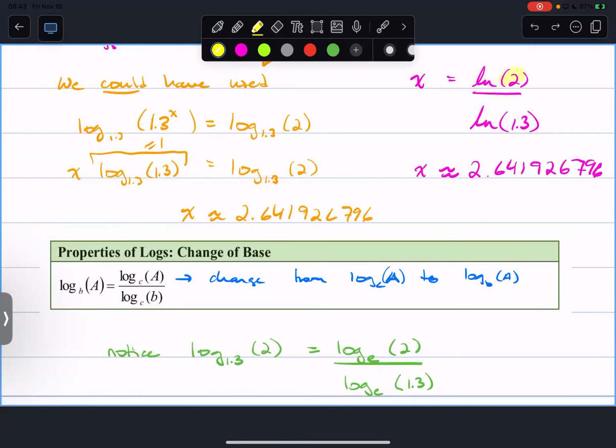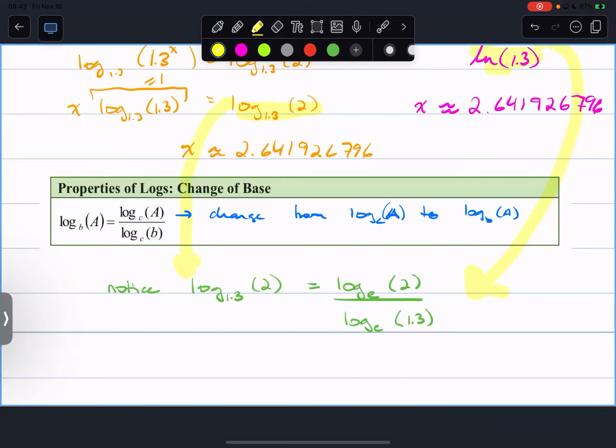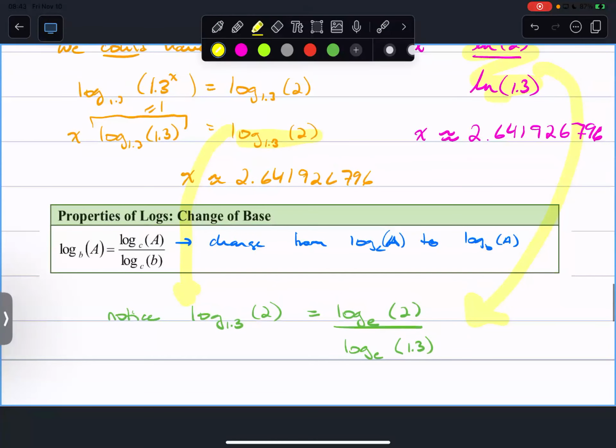Or maybe not the x, but here, that goes down there, right? And log base 1.3 of 2, so they're the same. That's kind of cool, I think.